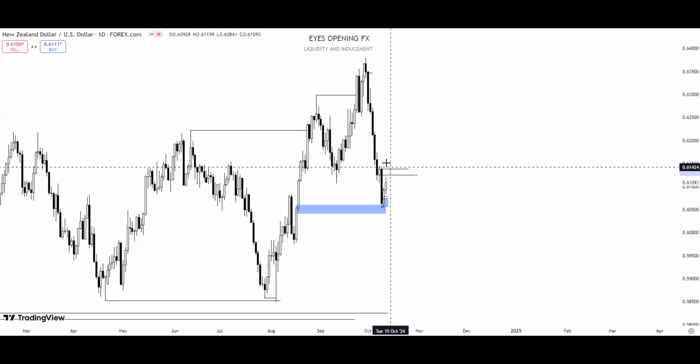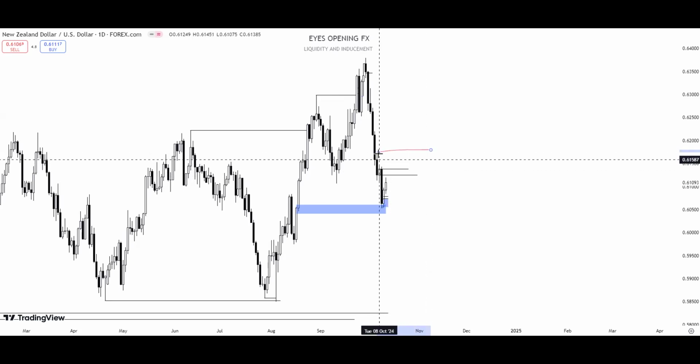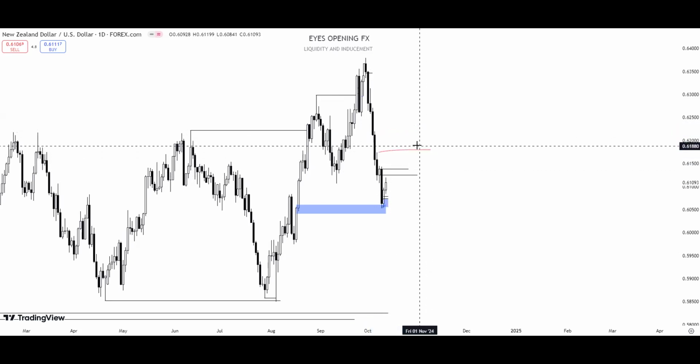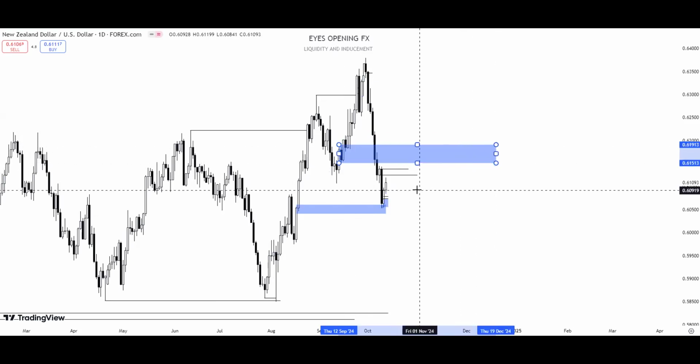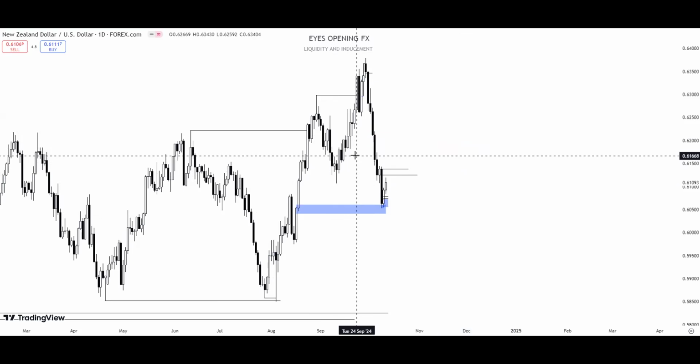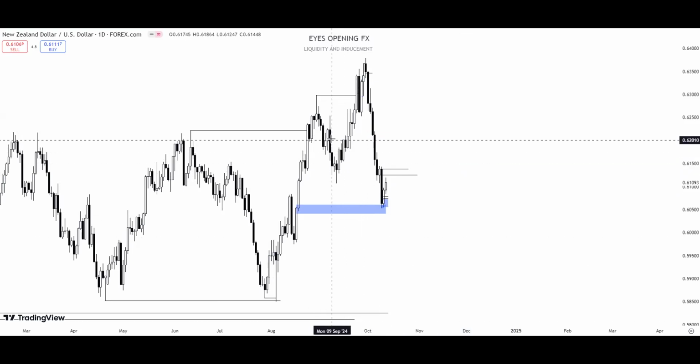But if the market decides to take out this high as liquidity for the week, then we can anticipate it to run into this larger imbalance. In this imbalance, you have this candle right here on a tested zone. So you can anticipate price to run to this particular bearish candle right here.